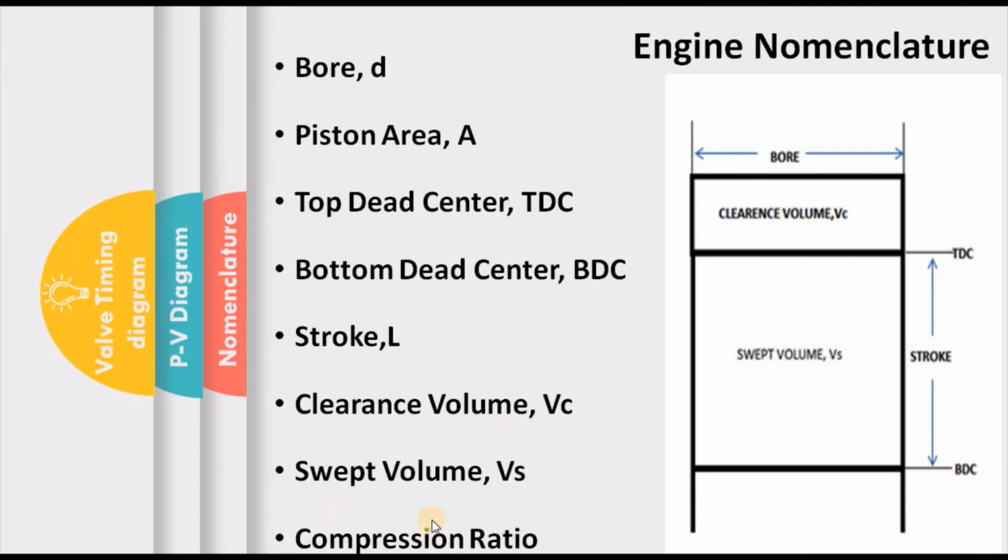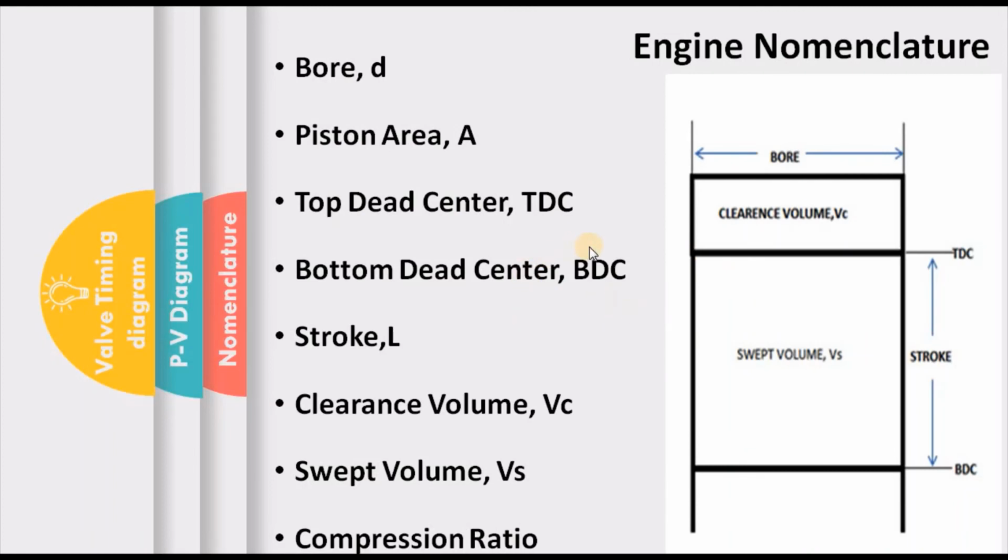The next term is the compression ratio. The compression ratio is the ratio of the total cylinder volume divided by the clearance volume. So it becomes (Vs + Vc) / Vc. So this is the engine nomenclature.